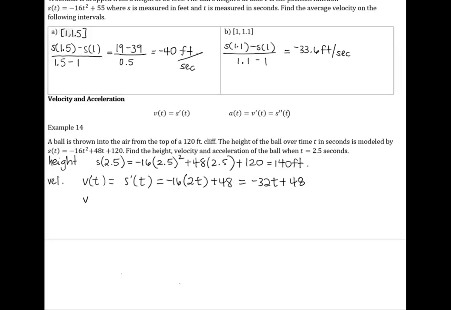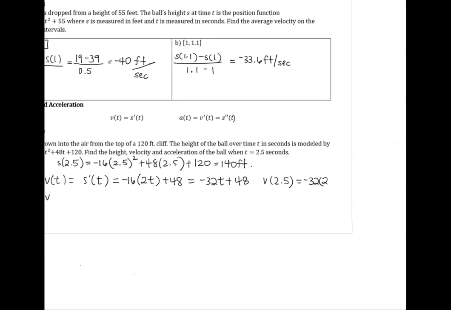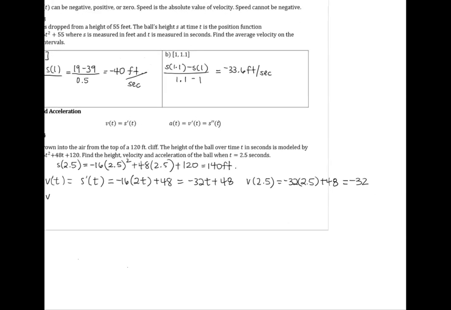Now I'm going to evaluate this velocity function at 2.5, leaving me with negative 32 times 2.5 plus 48, which gives us negative 32. And velocity is measured in feet per second in this case. This is a change in y, a change in feet, over a change in x, a change in seconds.